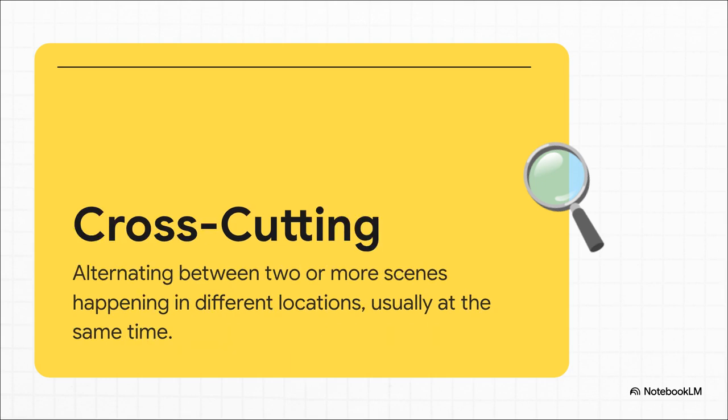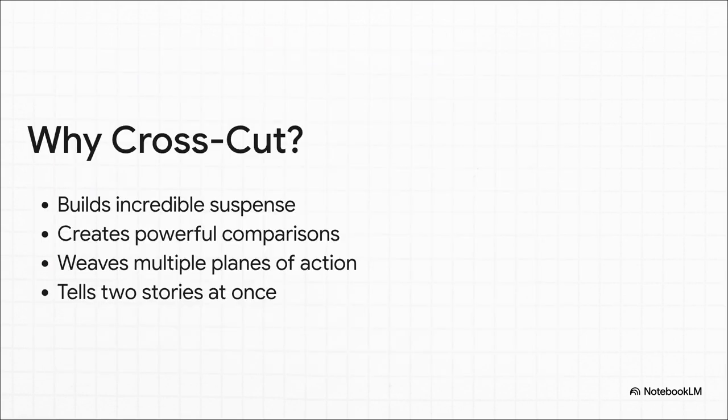Next, we have a technique called cross-cutting, which you might also hear called parallel editing. This is when an editor cuts back and forth between two or more scenes that are happening in different places, but usually at the exact same time. Now, why do this? It's an incredible way to build suspense or to draw really powerful comparisons. The classic example everyone points to is the baptism scene in The Godfather. The editor cross-cuts between Michael in a church, renouncing Satan, and his men carrying out these brutal murders. The meaning created there is iconic, and it simply wouldn't exist without cross-cutting.